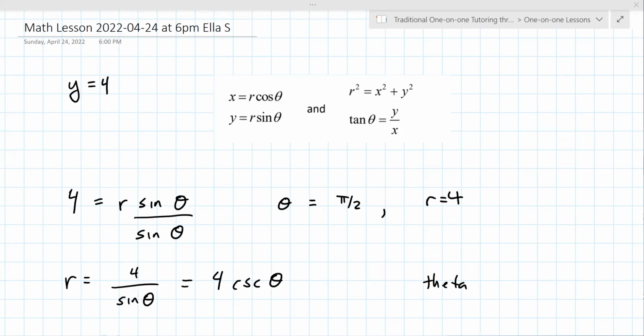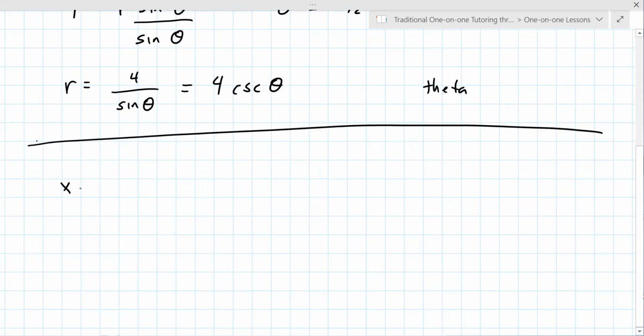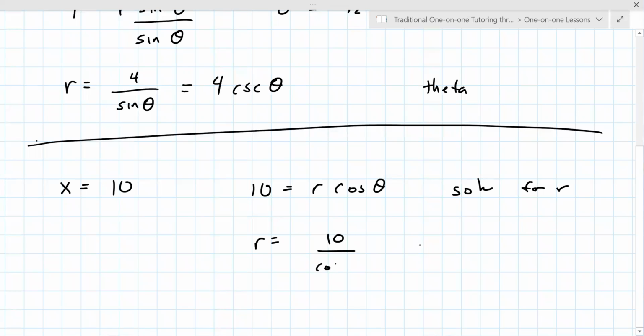Okay, all right, so let me move a little faster here, and I want to get through a bunch of these. So similarly, for vertical lines, x equals 10. So you're looking at 10 equals r cosine theta. So you solve for r. So you get r equals 10 divided by cosine theta, or 10 secant theta. That will also give you the same thing.